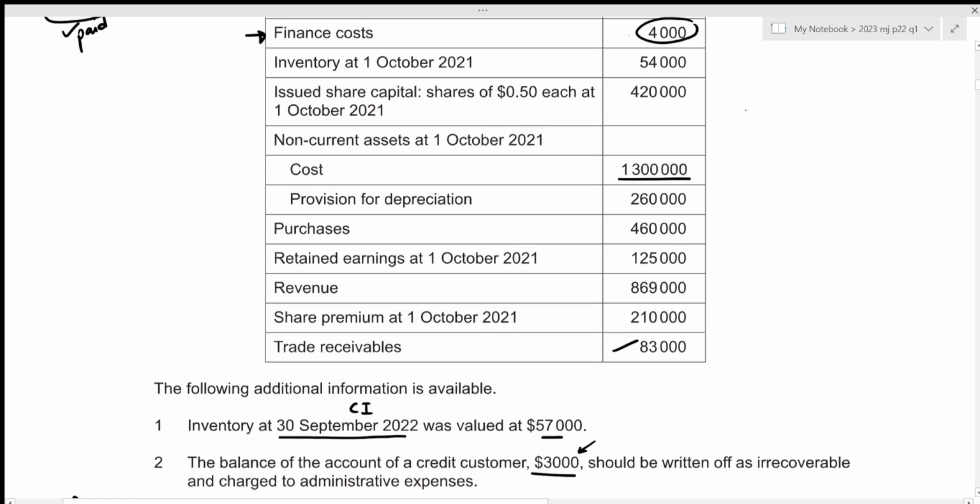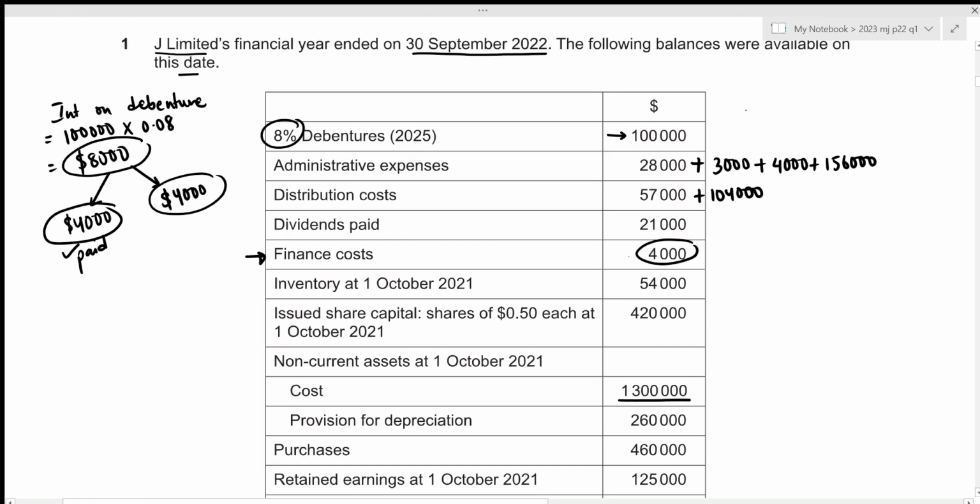Since we're done with all of the additional information, let's figure out the total for administrative expenses and distribution costs. For administrative expenses, that will be 28,000 plus 3,000 plus 4,000 plus 156,000, which results in 191,000. And for distribution cost, that is just going to be 57,000 plus 104,000, which results in 161,000.